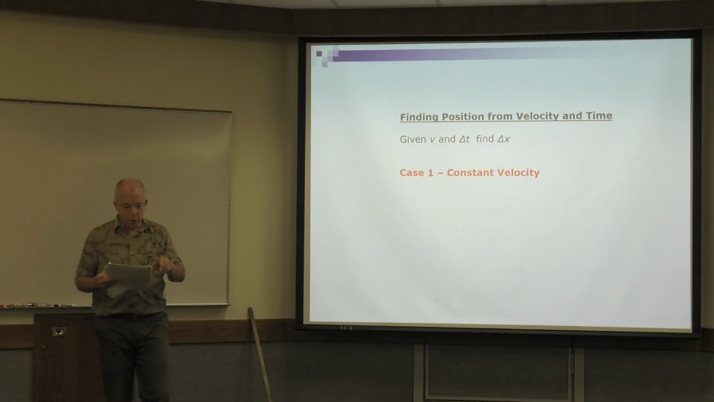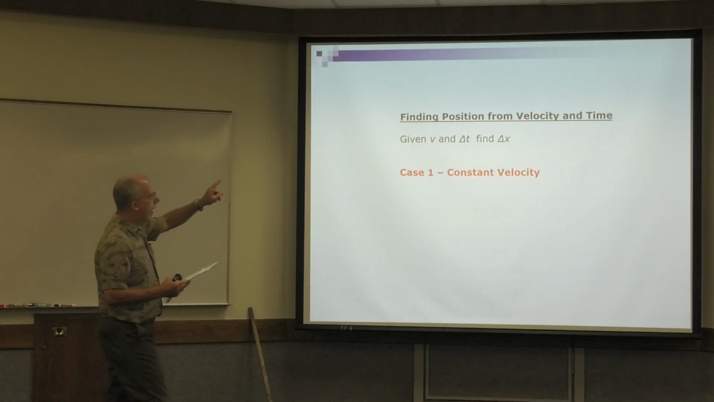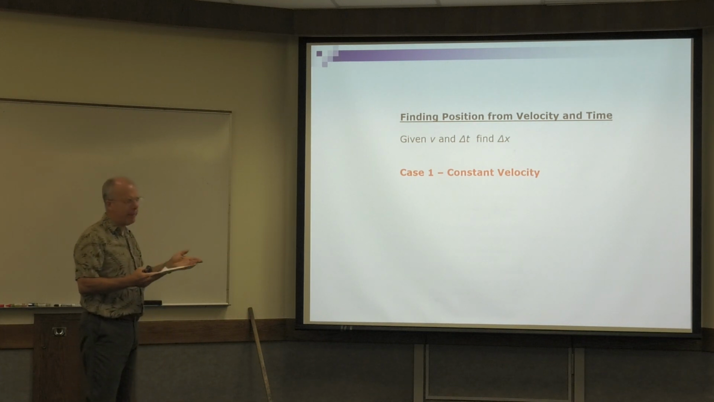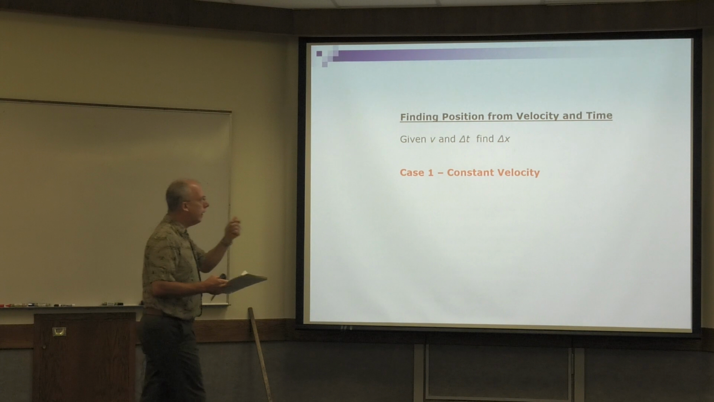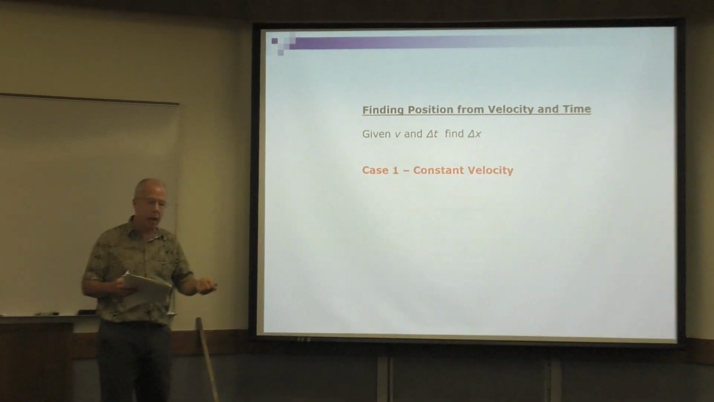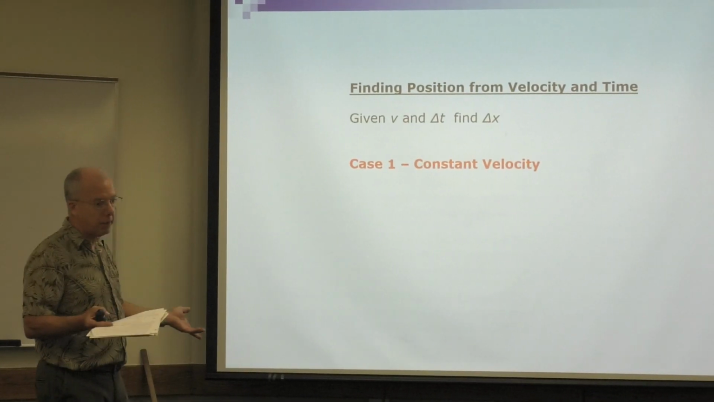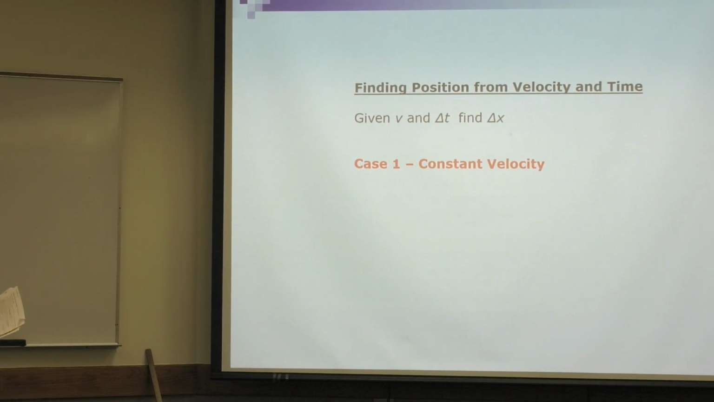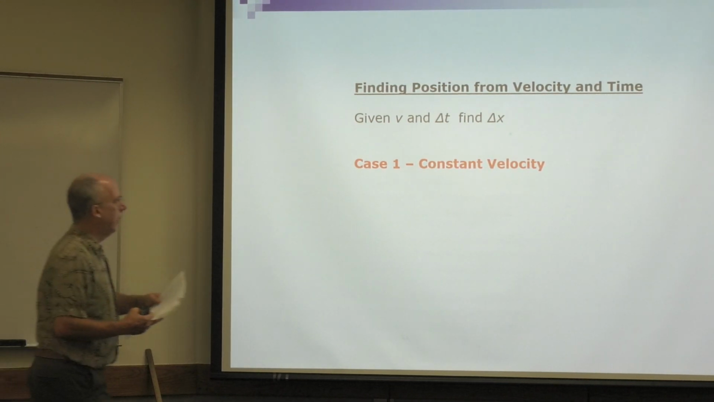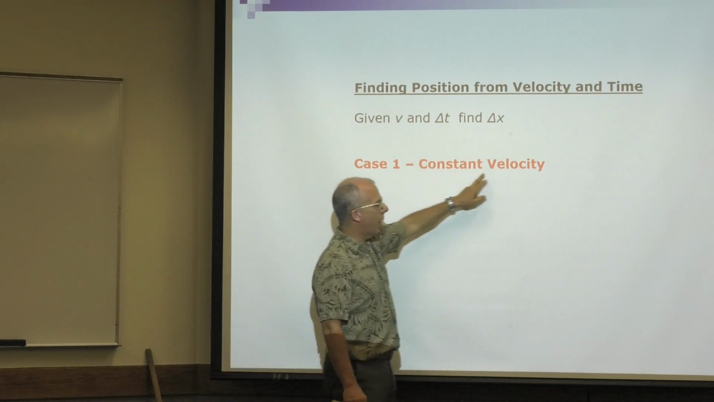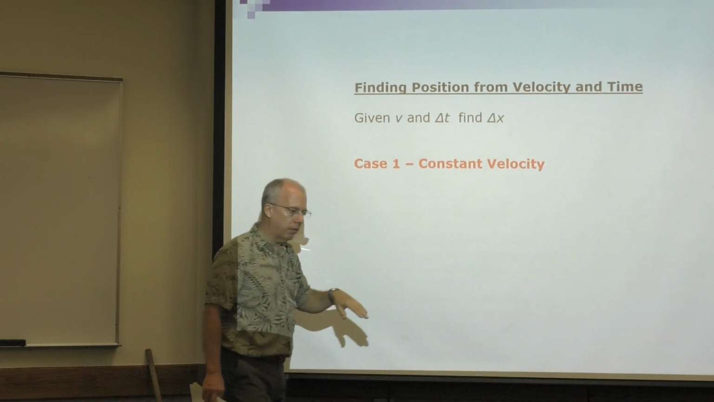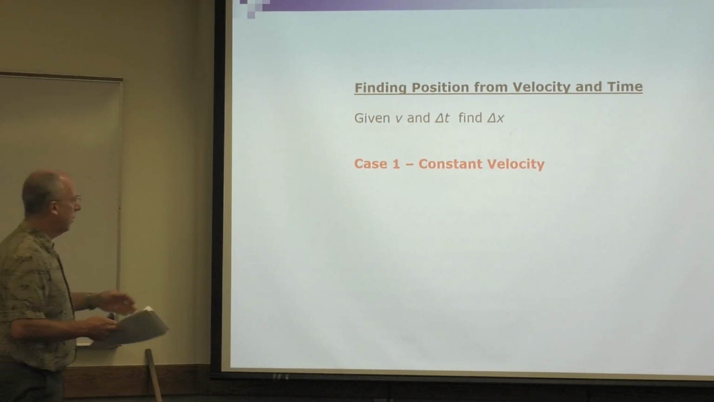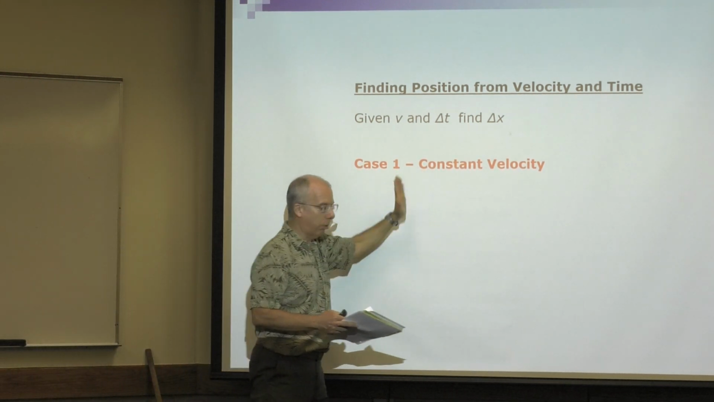All right, so what we want to do now is find the position from the velocity and the time. What does that mean? In other words, if somebody gives us the velocity and the time, we want to find the position. That's all it means. So there are really two situations. The first is when the velocity is constant. The second is when the velocity is not constant. Now, you know how to do this already, I promise you.